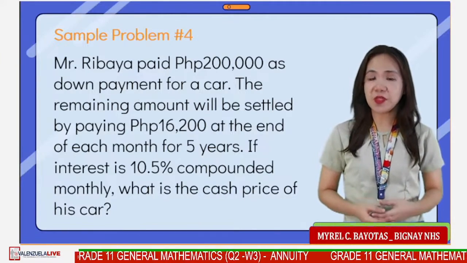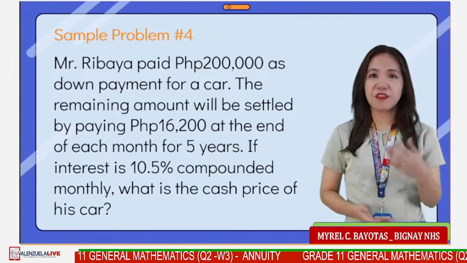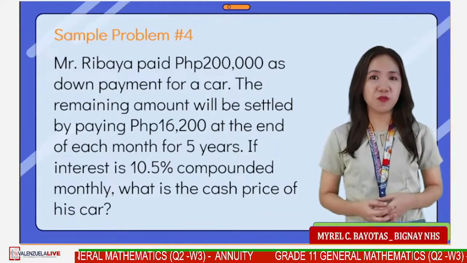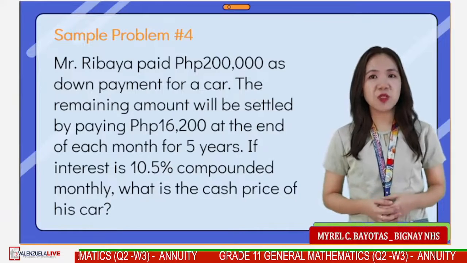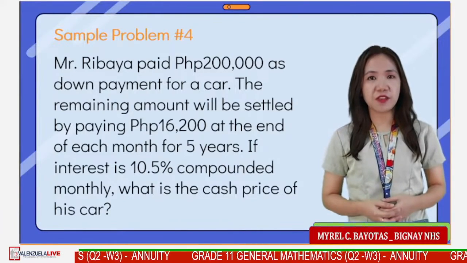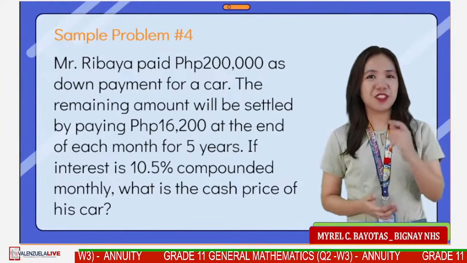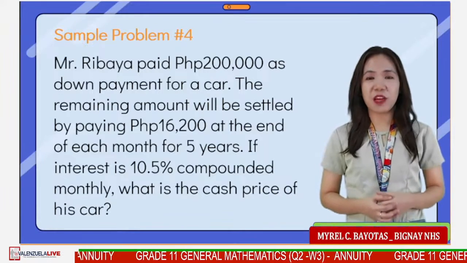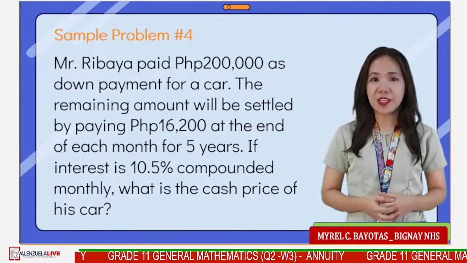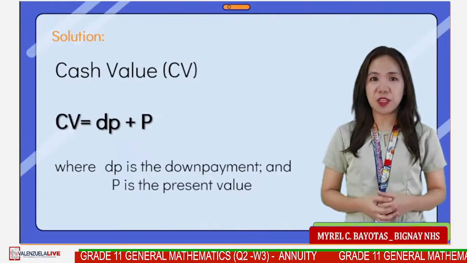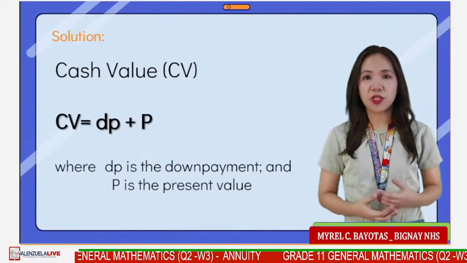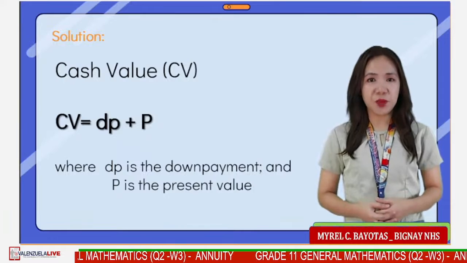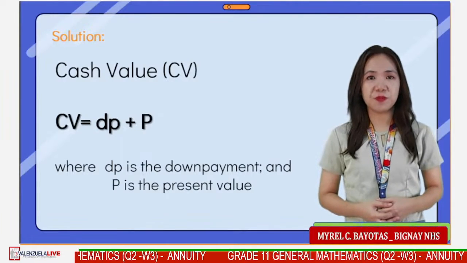What is being asked in the problem? Correct. We are asked to compute for the cash price of the car. By the way, cash price is also called cash value. Good job! We will use the formula for cash value. That is, cash value or CV. CV is equal to DP plus P, where DP is the down payment and P is the present value.